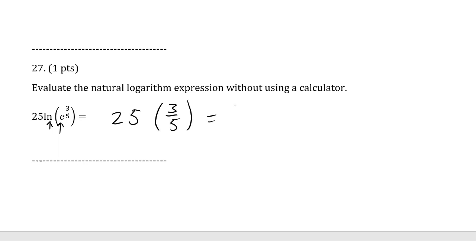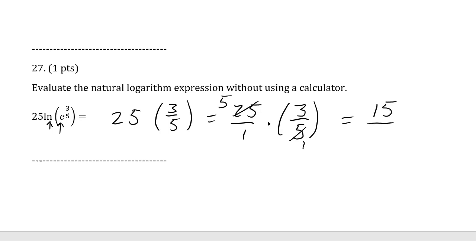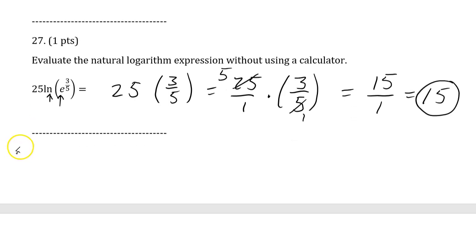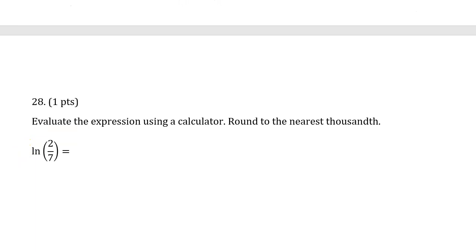I can then think of this as 25 divided by 1 times 3 divided by 5. That means I get some cancellation with the 25 and the 5, and my final answer is 15 divided by 1, or 15. Let's take a look at the next problem.